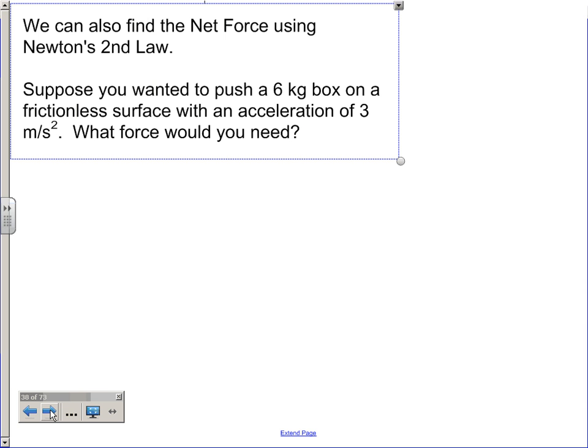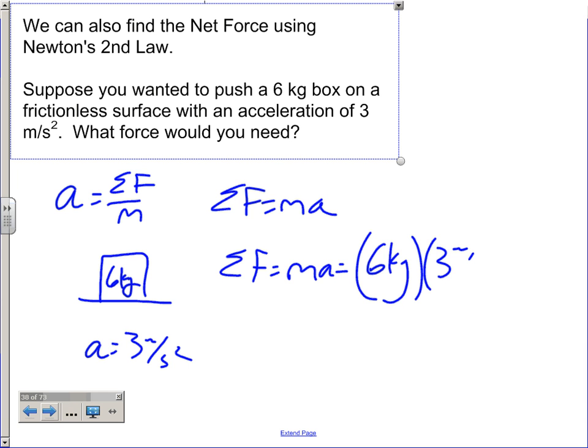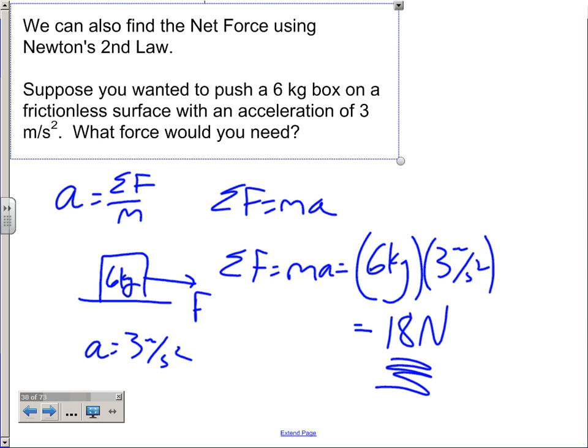Last slide. In all the examples I've done so far, we've used this equation to find the acceleration. I want to reiterate, you can also find net force. So in this example, it says, suppose you wanted to push a 6 kilogram box with an acceleration of 3 meters a second squared. How much force would you need? Well, net force is mass times acceleration. So we've got a 6 kilogram box. We wanted to accelerate it 3 meters a second squared. Multiply it all out, and you get 18 newtons. That is how much force you would need to get it moving. Please keep in mind, this is the net force. So if it's a frictionless surface, then that's the force that you're going to need, right?